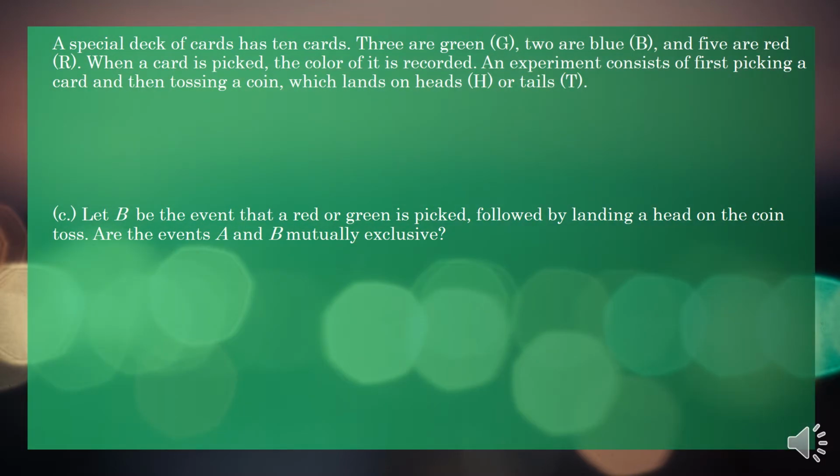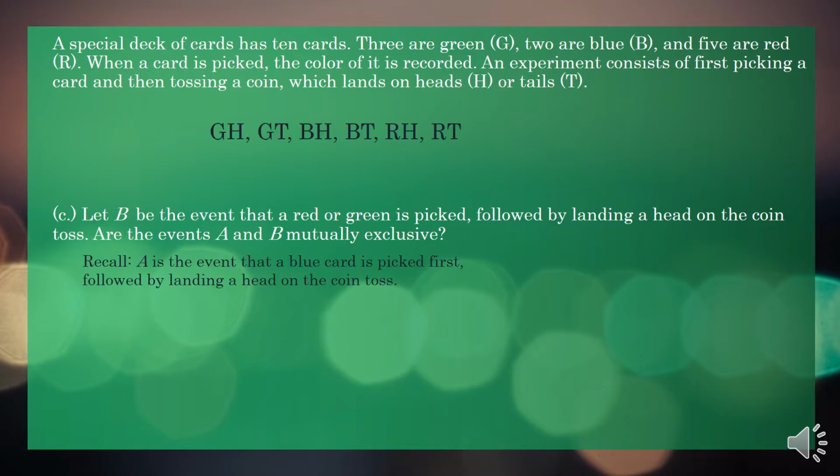Next, we're asked, let B be the event that a red or a green is picked, followed by landing a head on the coin toss. Are the events A and B mutually exclusive? Well, let me just remind you about what event A was. Event A was the event that a blue card is picked first, followed by landing a head on the coin toss. Now, let's think about this.